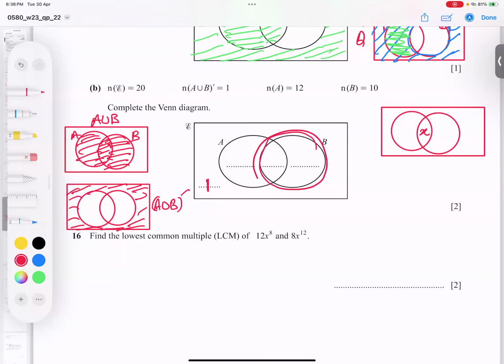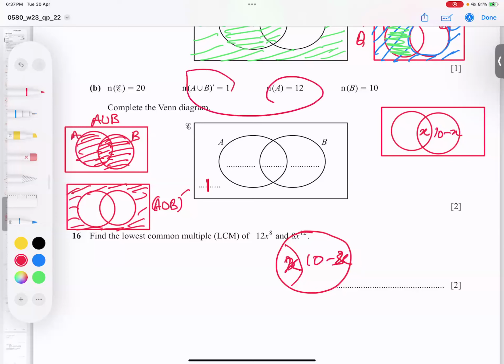Common sense, this circle of B has total members 10. So if the total is 10, and if I take one out, this becomes 10 minus 1. If I take 2 out, this becomes 10 minus 2. If I take 3 out, this becomes 10 minus 3. But if X out, so 10 minus x. So this is 10 minus x. And here the total of A circles is 12. Same story. Total circle value is 12, and this becomes 12 minus x. And one outside.